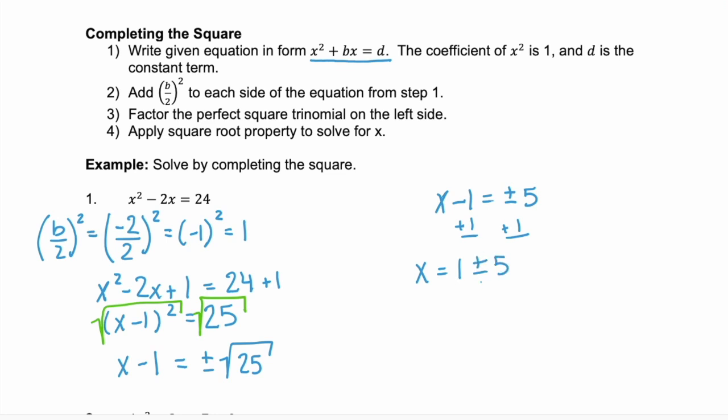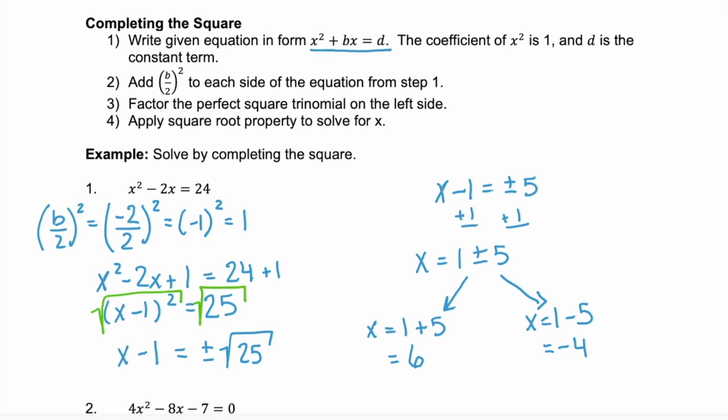Now this plus or minus is telling us there's two possibilities. What it says is that x equals 1 plus 5 and x equals 1 minus 5. So on the left, x equals 1 plus 5, or x equals 6. And on the right, x equals 1 minus 5, or minus 4. So here we have two answers: x equals 6 and x equals negative 4.